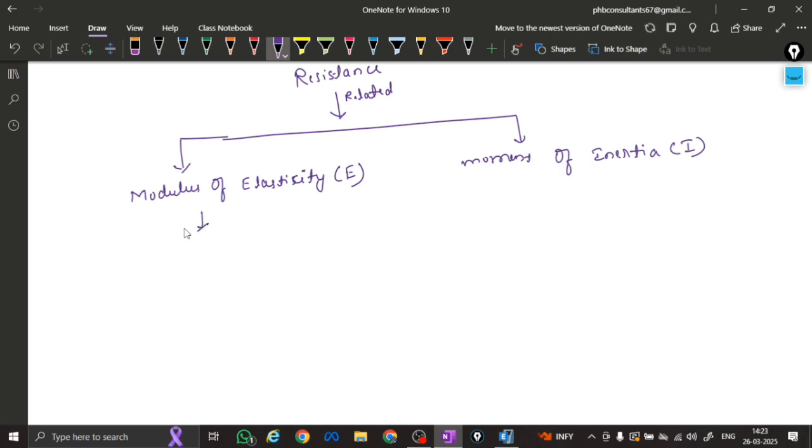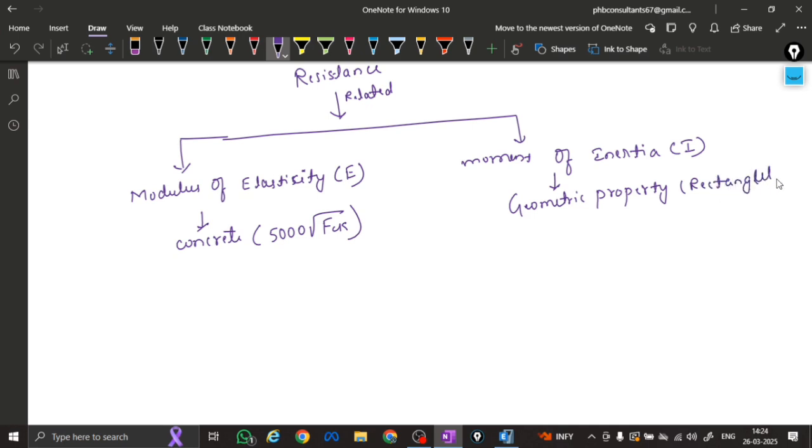In our case, we have concrete as material. How will we calculate this? 5000 under root of FCK is our material, concrete material modulus of elasticity in our case. And similarly, moment of inertia, this one is a geometric property. If we have a rectangular section, rectangular beam, how will we find the value? If it is rectangular, it is BD cube by 12, by using this formula.